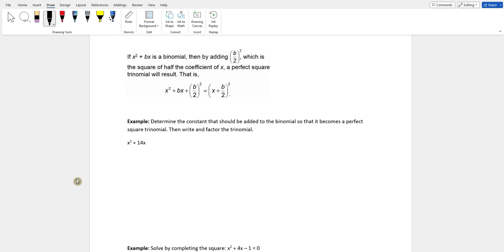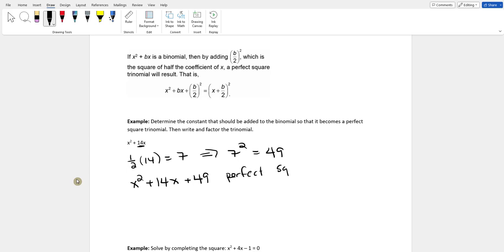So going back to the rules, we need to take half of the coefficient that's on x. So I'm going to take half of 14, and I get 7. Then I'm going to square that 7 and get 49. So then you have x squared plus 14x. You add the 49. Now this is a perfect square trinomial, and this can be factored into a binomial square.